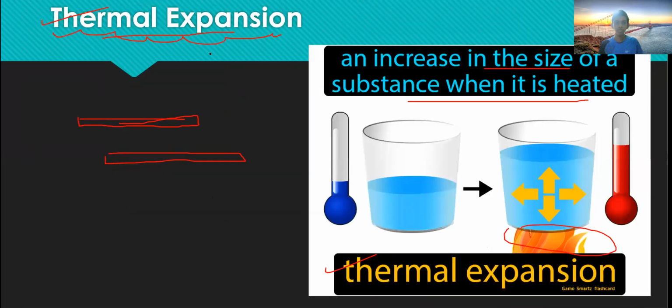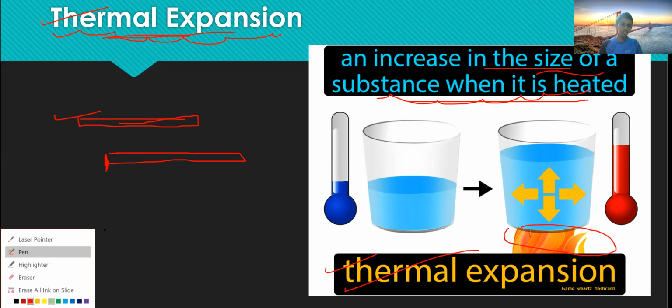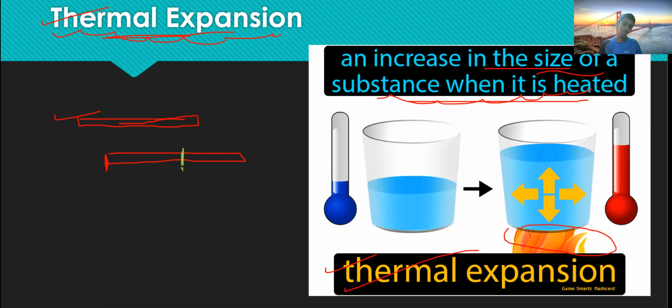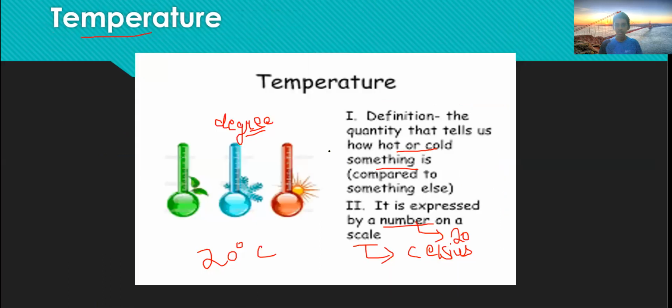Now we will learn about thermal expansion. An increase in the size of a substance when it is heated is called thermal expansion. For example, when you heat a rod like this, it becomes larger in size. Let the usual size be like here. So this much is the increased size, and this is called thermal expansion. Thermal means heat.